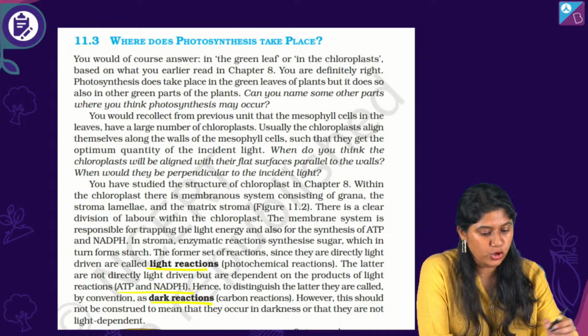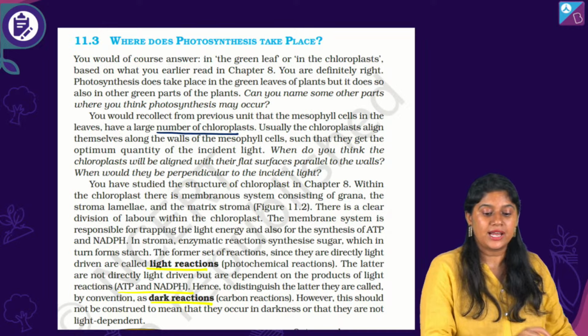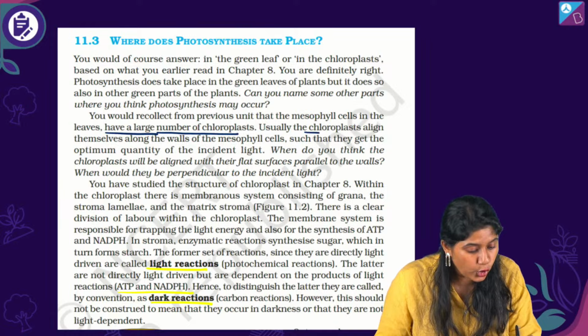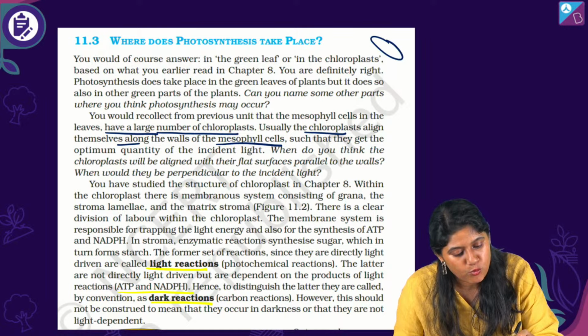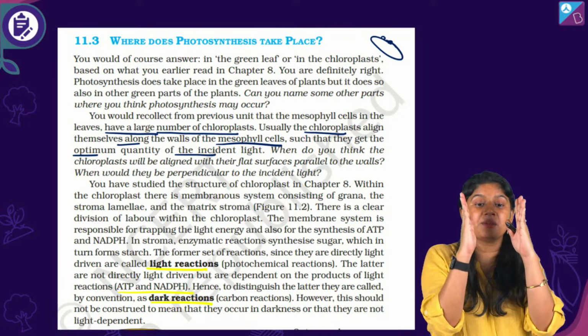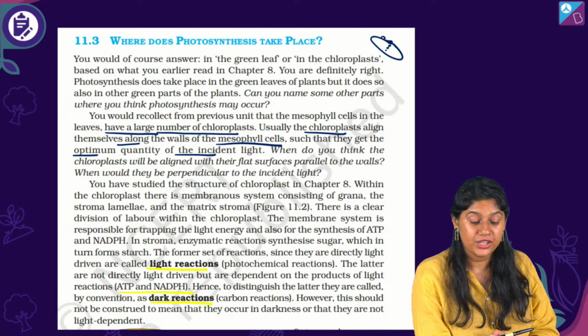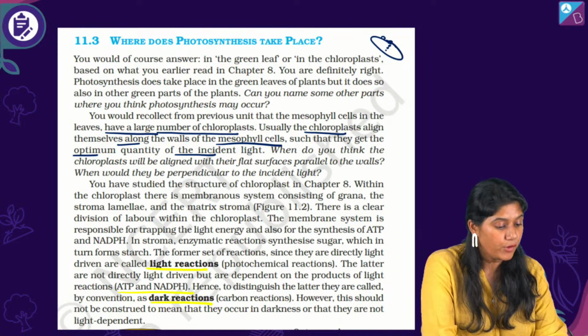So if you look over here everyone, we are starting with the chloroplast. The mesophyll cells of leaves have a large number of chloroplasts. Usually the chloroplasts align themselves along the walls of the mesophyll cells. So kahan pe hote hain? Walls ke paas mein hote hain. Par kabhi kabhi kya hota hai wo parallelly bhi arrange ho jate hain, thoda sa dur bhi aa jate hain aise. Clear? Kyun aate hain? Taki un pe direct light na pade, taki wo inactive na ho jaye. For the optimum quality they are basically aligned.